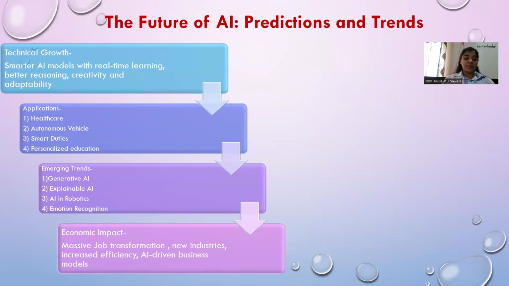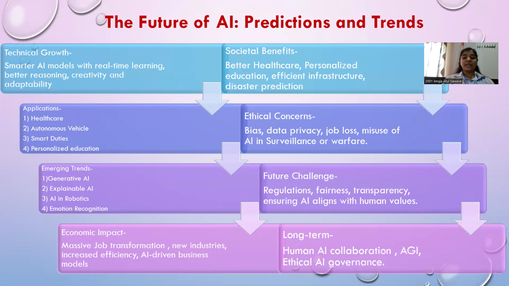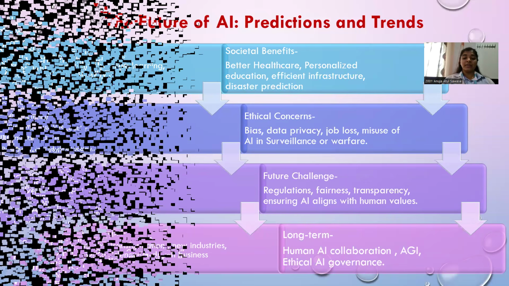Economic impact: massive job transformation, new industries, increased efficiency, AI-driven business models. Then societal benefits: better healthcare, personalized education, efficient infrastructure, disaster prediction. Ethical concerns: bias, data privacy, job loss, misuse of AI in surveillance or warfare. Future challenges: regulations, fairness, transparency, ensuring AI aligns with human values. Long term: human-AI collaboration, AGI, ethical AI governance.